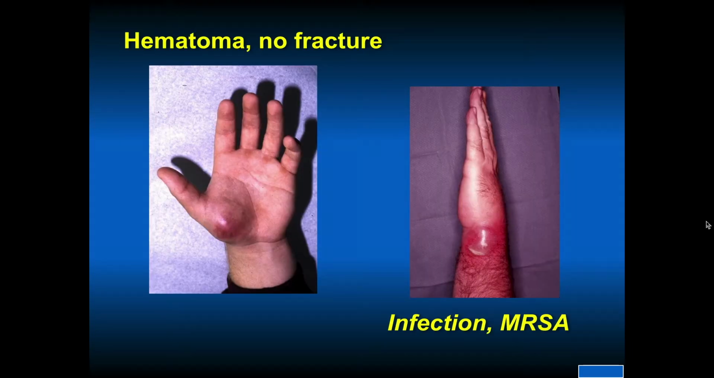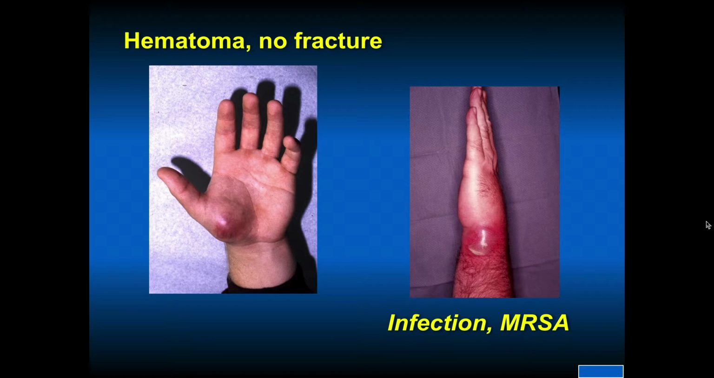This is an example of a hematoma on the left. It looks like a fracture. Clinically, you can suspect a soft tissue injury or a fracture. So this would be one for sure that I would get an x-ray on. The x-rays were negative, and this was a fall on an outstretched hand, and he had ecchymosis, a hematoma in his thenar musculature.